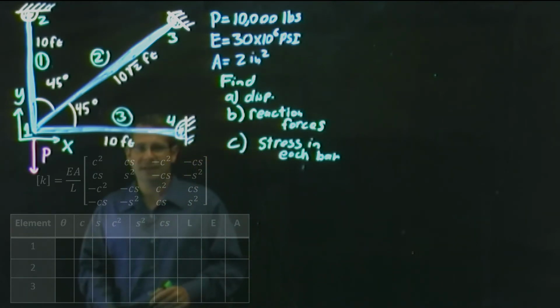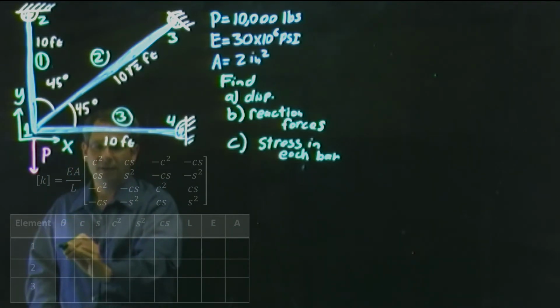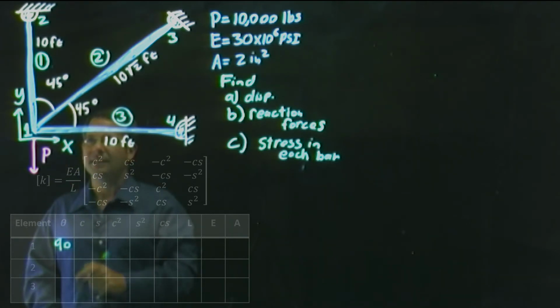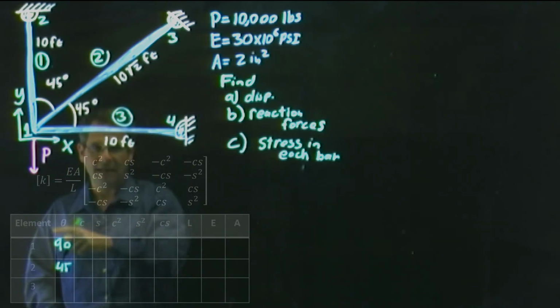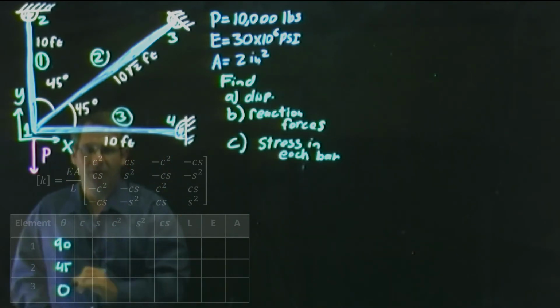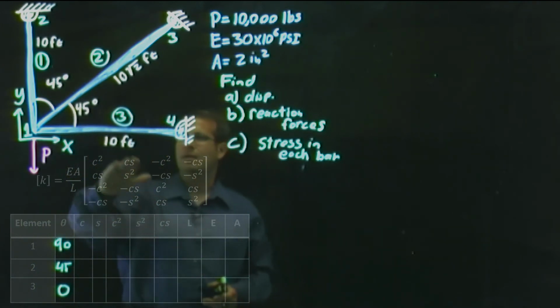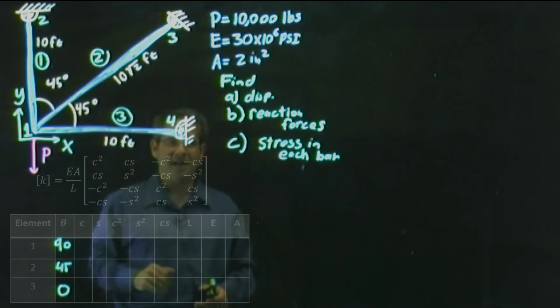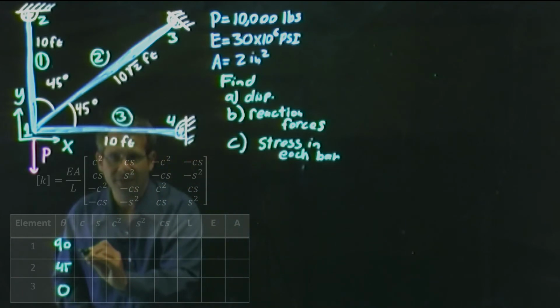So if I was to do this, I would look at element number 1. Element number 1 forms a 90 degree angle with the global x-axis. Element number 2 is 45 degrees with the x-axis. And element number 3 conveniently is 0. Since in this particular problem, the elements make nice either 0, 45, or 90 degree angles, finding the cosine and sines is rather simple. I can fill this in fairly quickly.